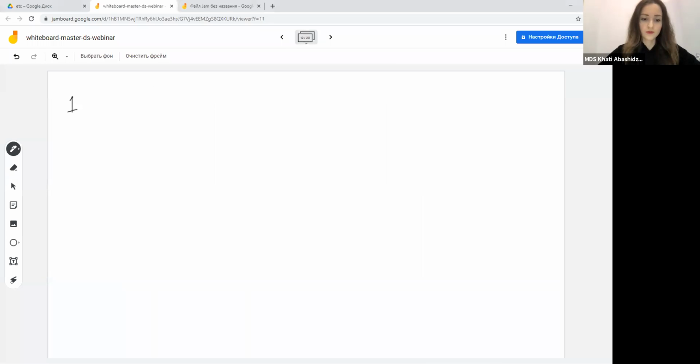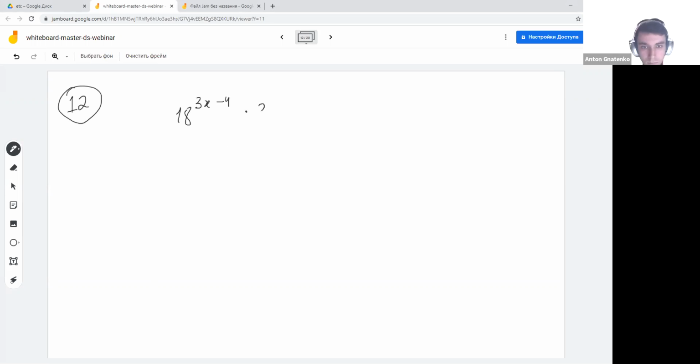Problem number 12. More numbers, more scary expressions. We are given this very frightening equation: minus 3 over 2 to the power x plus 3 times 9 to the power 3x minus 2 equals 6. And the question is to find the value of x, of course.